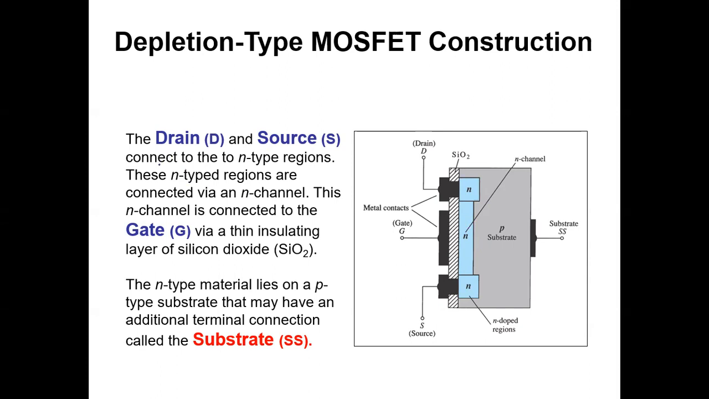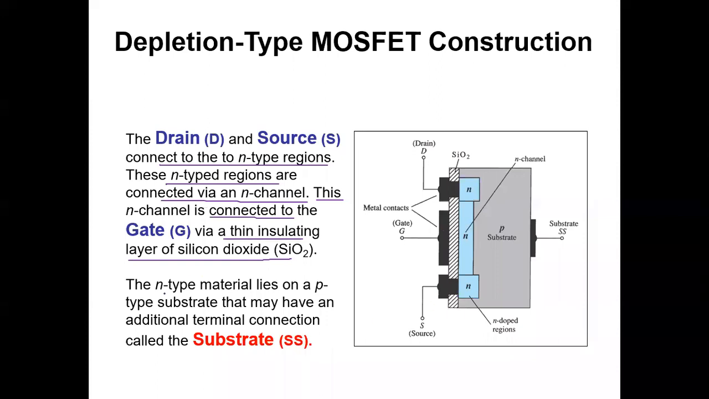So the drain and source connect to the N regions. These N type regions are connected by an N channel. So this N channel is connected to the gate via a thin insulating layer of silicon oxide. So your oxide is there. In case of your JFET, direct contact between your metal and your semiconductor is there. So that contact is the real problem. Sometimes it is not advisable because that contact might be ohmic or Schottky depending upon the material of the metal.